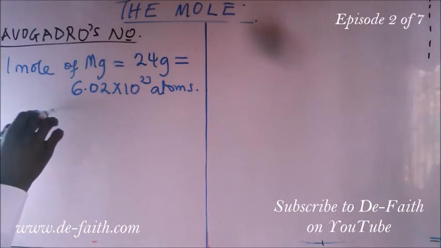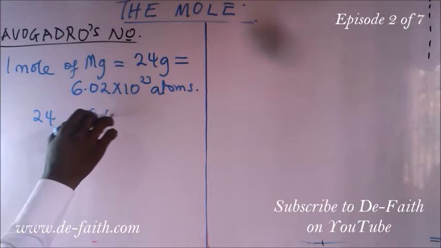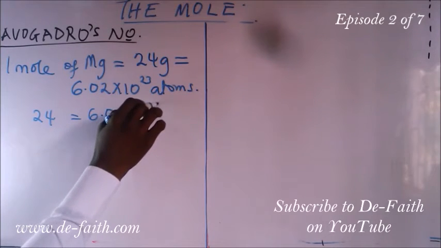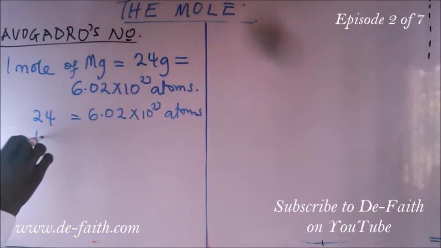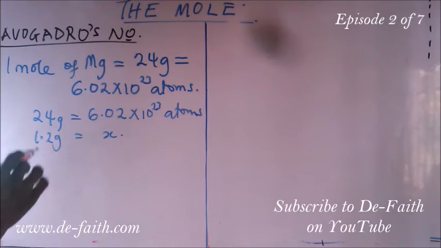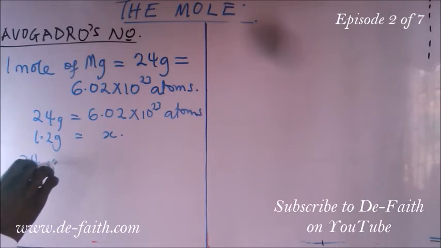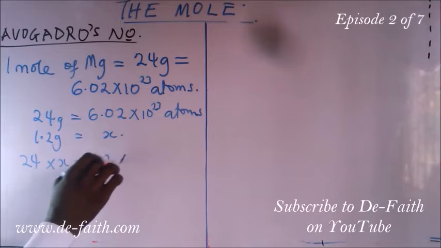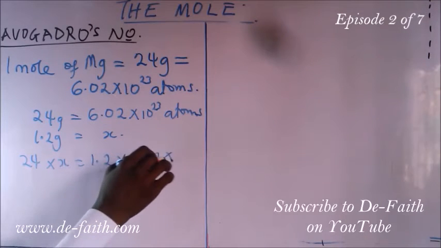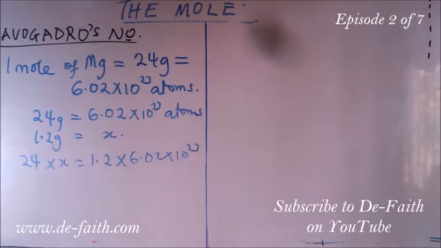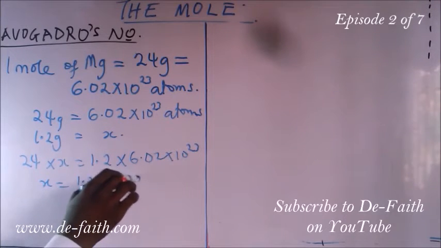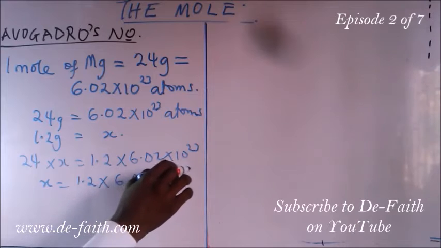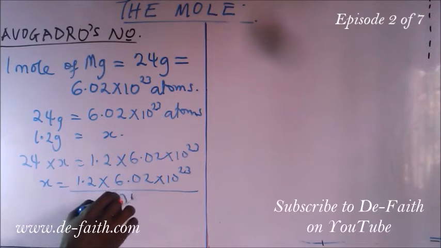So in 24 grams, we have 6.02 times 10 to the power 23 atoms. How many atoms do we have in 1.2 grams? When we cross multiply, we have 24 times x equal to 1.2 times 6.02 times 10 to the power 23. And so we have x equal to 1.2 times 6.02 times 10 to the power 23 over 24.